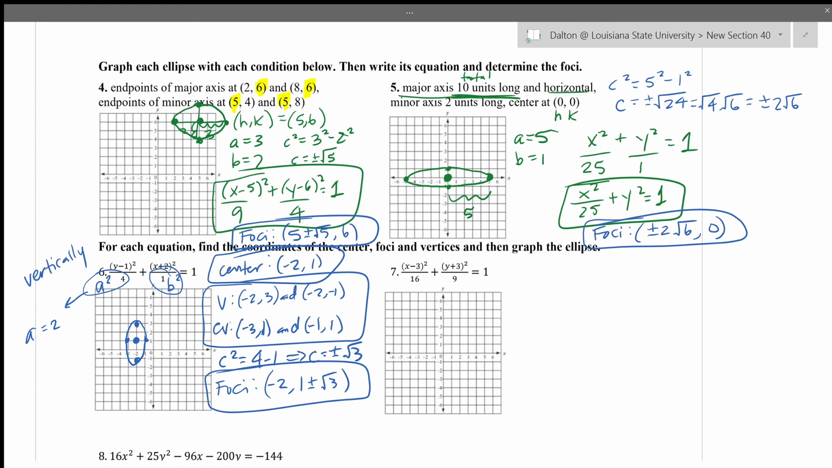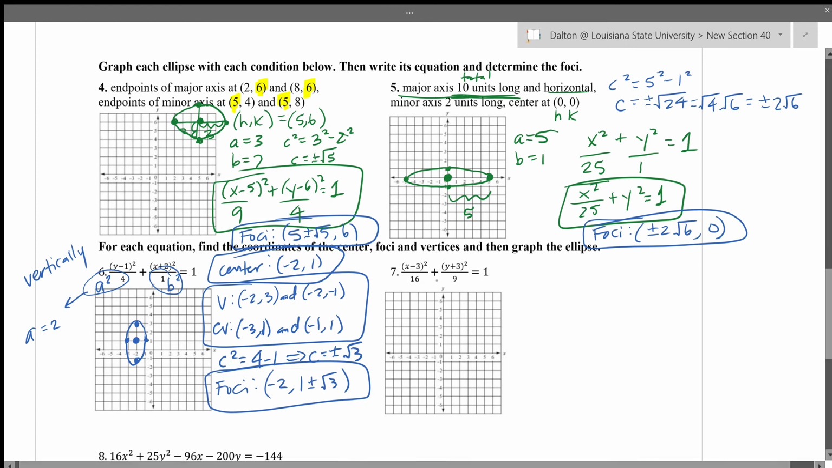Okay, number 7 is very similar, except the x and the y are back in, I'll say, typical position. X is first, y is second. So that means this one's going to be stretched horizontally. Your center point, h, k, is going to be 3, -3.